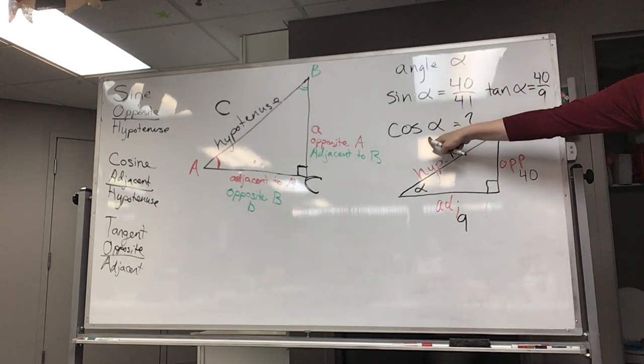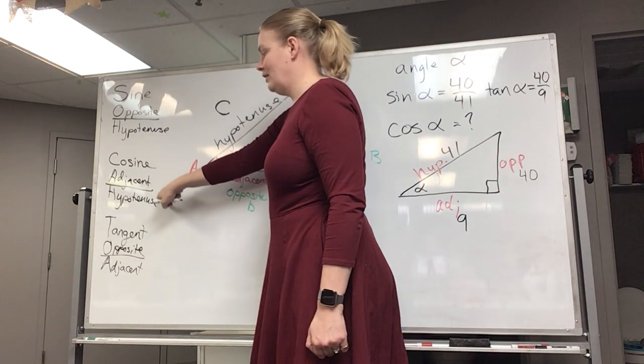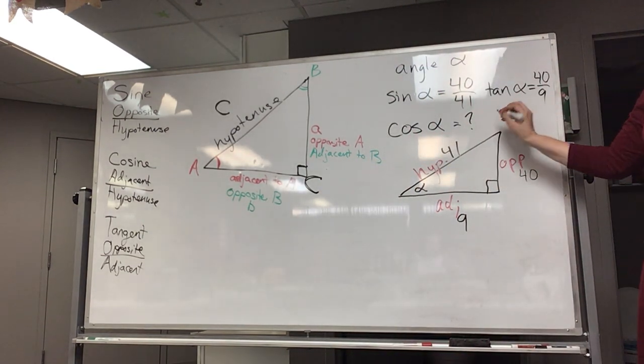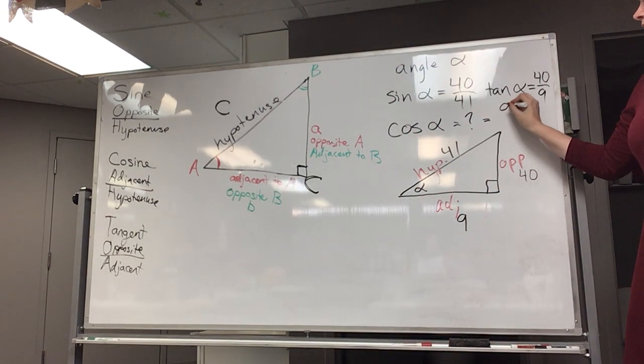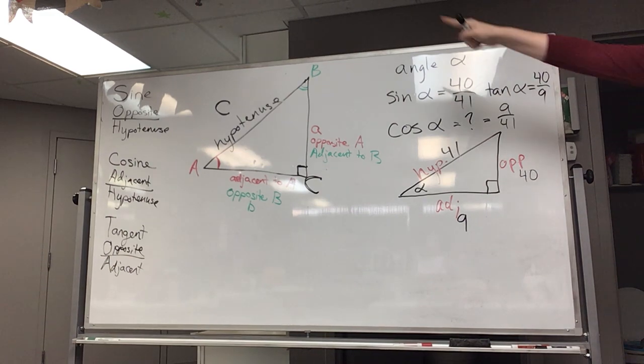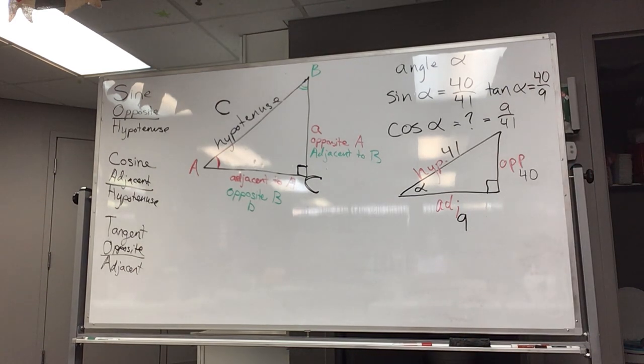They ask about the cosine. Cosine is adjacent over hypotenuse. So what will our cosine equal? 9 over 41. All it's testing you on is using that relationship. You aren't calculating, you aren't solving, you're just being able to match pieces with other pieces.